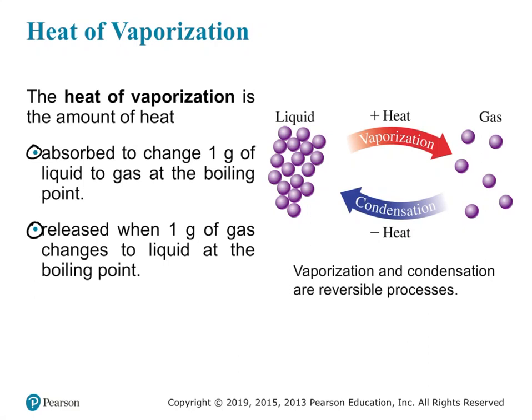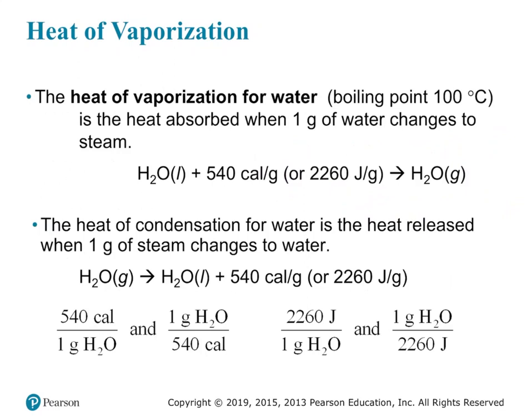So when we add heat to a liquid, that's vaporization. When we remove heat from a gas, that's condensation. And these again are reversible processes, similar to what we saw with the other changes of state. Okay, so what is that value for water? The heat of vaporization for water, which occurs at a boiling point of 100 degrees Celsius, is the heat absorbed when 1 gram of water changes to steam, or gaseous water.